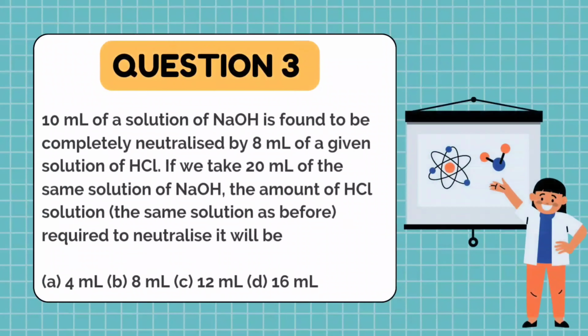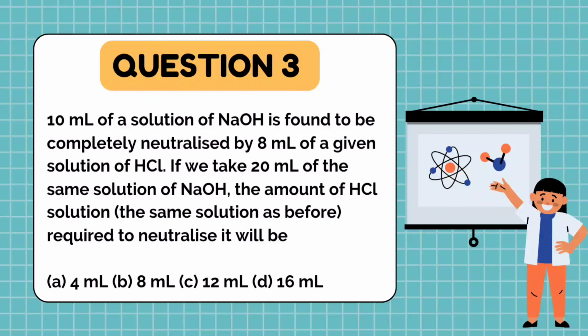Question 3. 10 milliliters of a solution of sodium hydroxide is found to be completely neutralized by 8 milliliters of a given solution of hydrogen chloride. If we take 20 milliliters of the same solution of sodium hydroxide, the amount of hydrogen chloride solution, the same solution as before, required to neutralize it will be A. 4 milliliters, B. 8 milliliters, C. 12 milliliters, D. 16 milliliters.